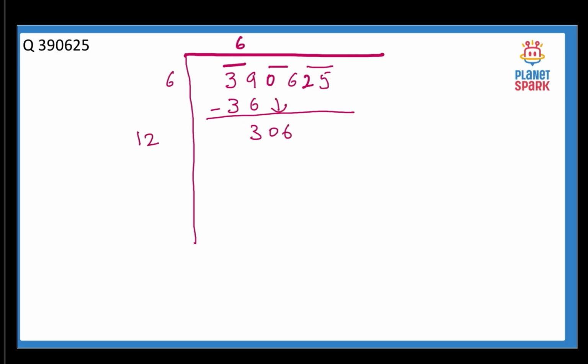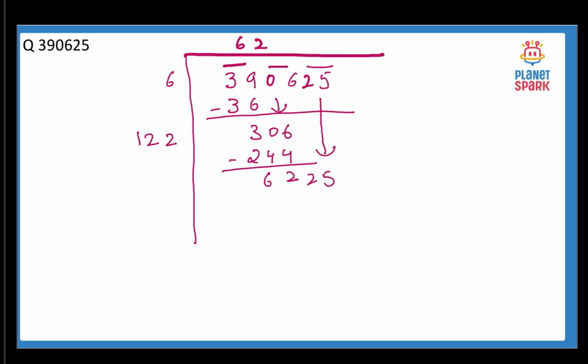Now I have to bring down the entire pair, that is 06. 6 needs to be doubled and double of 6 is 12. So now I have to multiply the number. 121 into 1 is 121, 122 into 2 is 244. 123 into 3 will become greater than 306. So I've chosen 122 into 2, 244. On subtracting, I'll get 62. Again, bring the entire pair, that is 25 down.